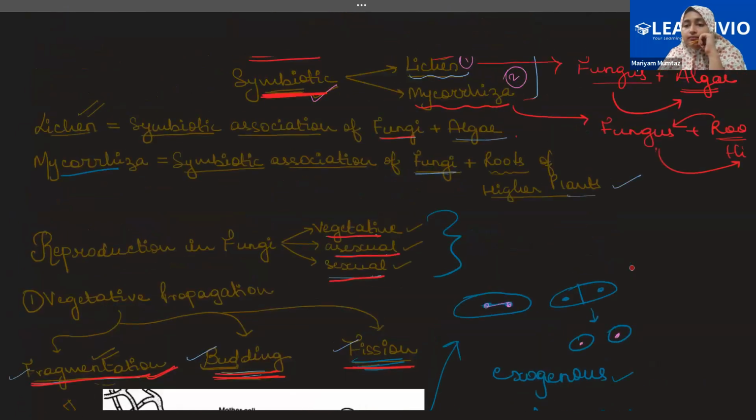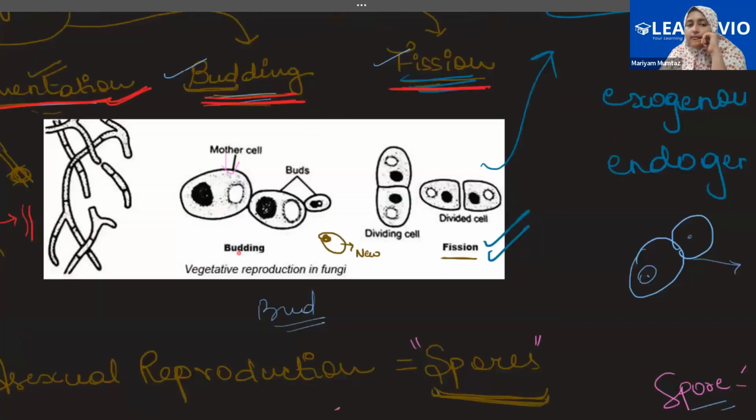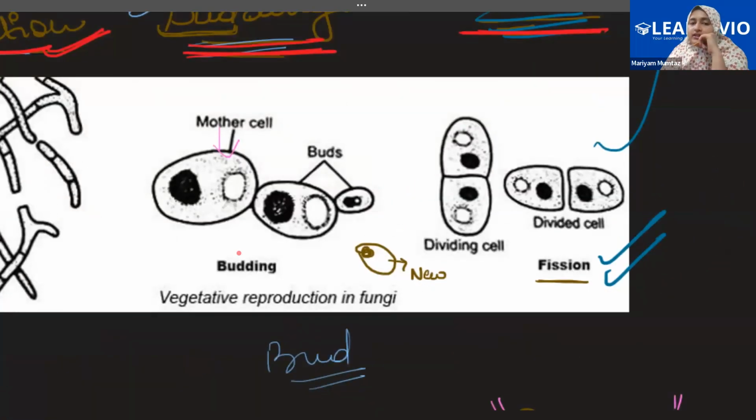Ma'am, can you explain the budding? For example, this is the mother cell. Now, on the mother cell's body, there will be an exogenous growth. This is known as budding. Exogenous means on the body, outside. It grows on the outside. It's not a part of the mother cell, rather it grows on the mother cell.